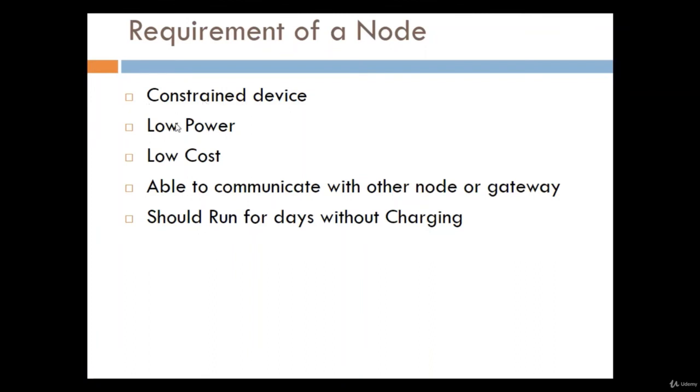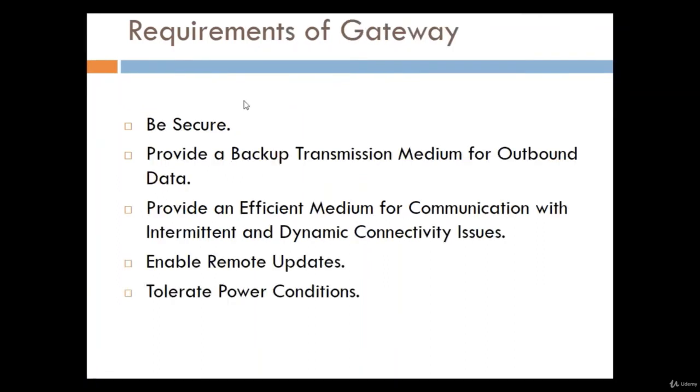So these are some of the requirements that we have for a node. In the communication side, they should be able to communicate with another nearby node, or they can also communicate directly with the gateway and transfer the information to the gateway. This is pretty much what we have seen in the previous slide, just highlighting some of the requirements of a node. And then coming to the requirements of a gateway.